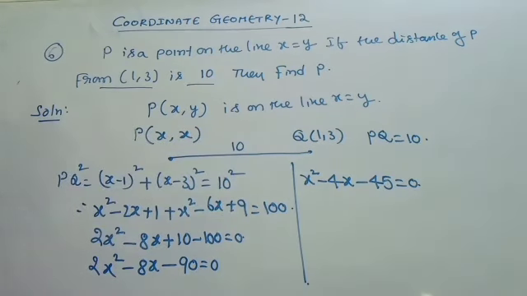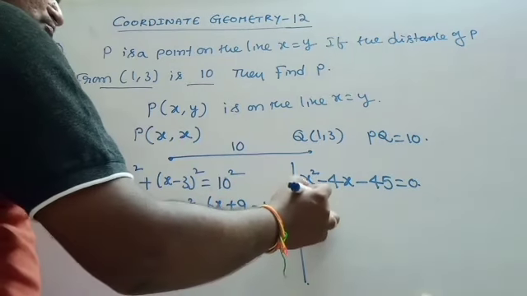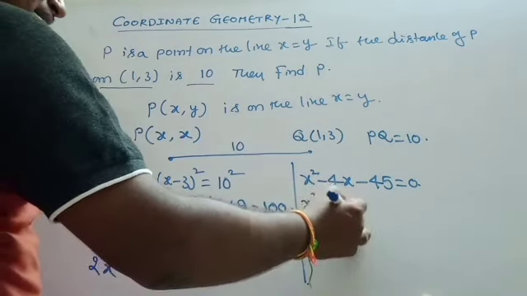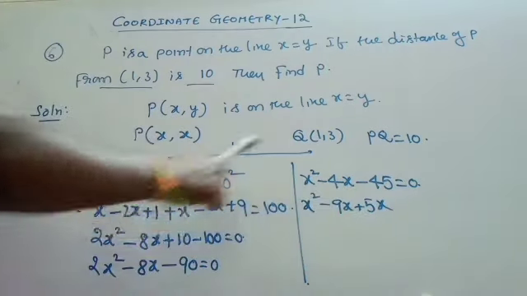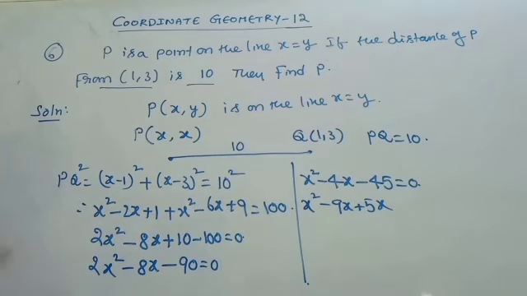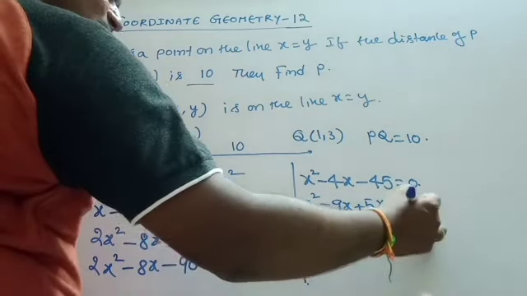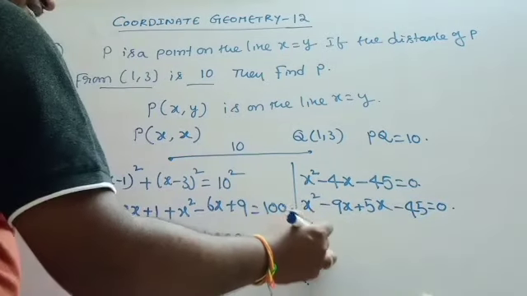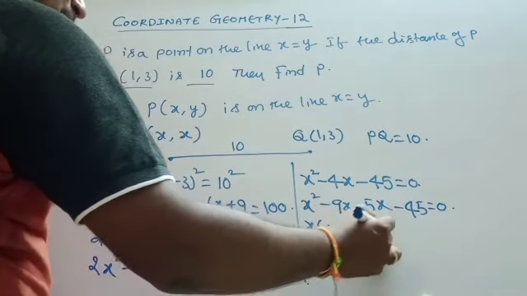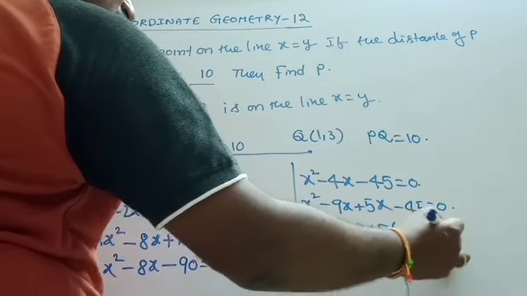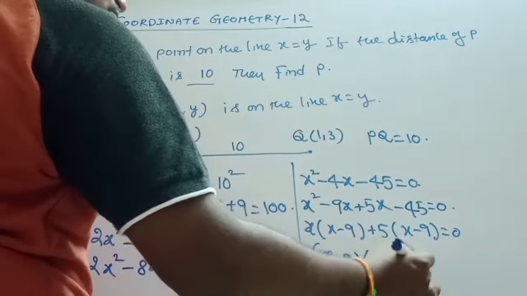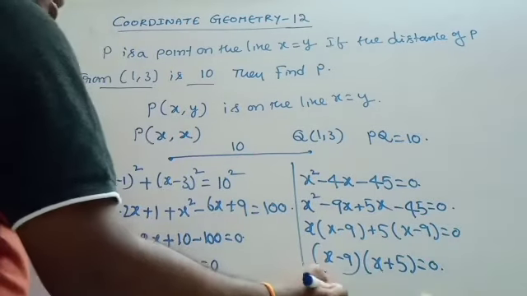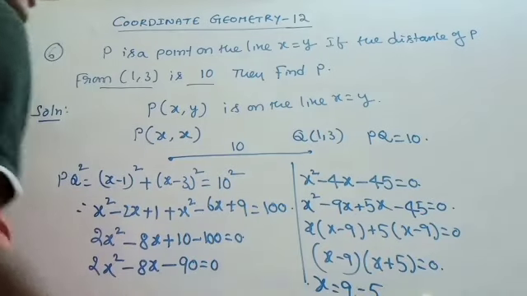Multiplied means minus 45x square, adding means minus 4x. Which are the two suitable terms? I can take minus 9x plus 5x, right? If you add, you will get minus 4x, and multiplied means minus 45x square. That is now minus 45 equal to 0. Now if you take x common, x minus 9 plus 5, if you take common, x minus 9 equal to 0. Now x minus 9 into x plus 5 equal to 0.